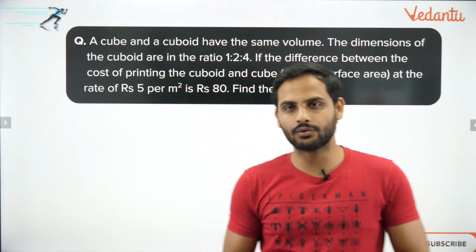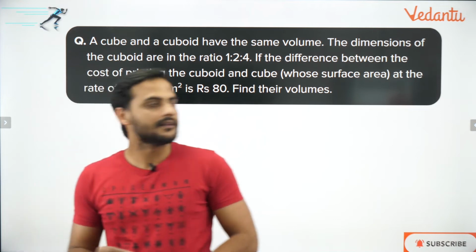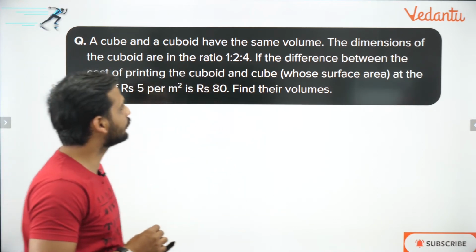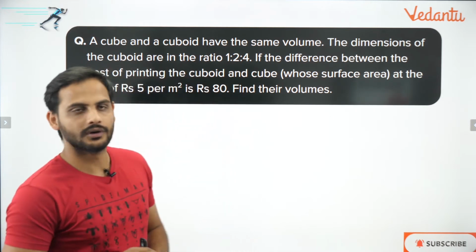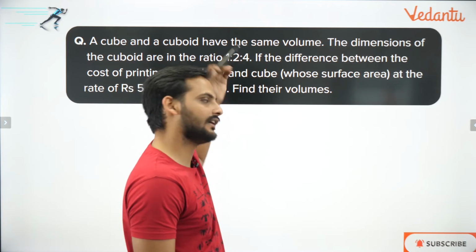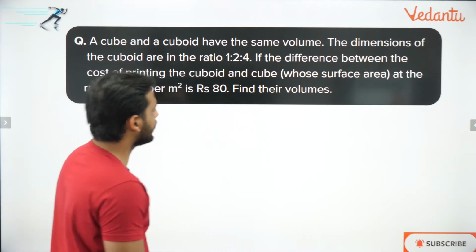Now first thing, they have told that the volume of cube and cuboid is the same. Okay, no problem. Then they have not given any length or something. They have told that the dimensions of the cuboid are in the ratio 1:2:4. So let us say this is your L, B and H, anything you can take, doesn't matter. So you need to find out their volumes.